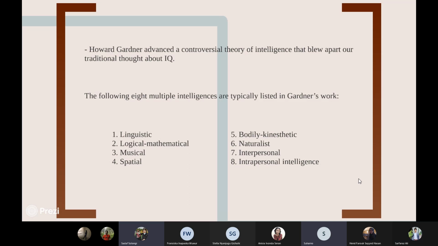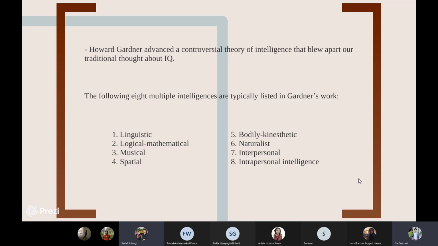So the eight multiple intelligences are typically listed in Gardner's work. The very first one is the linguistic. Second one is logical, mathematical. Third one is musical. Musical is the ability to perceive and create pitch and rhythmic patterns. Fourth one is spatial, the ability to find one's way around an environment, to form mental images of reality, and to transform them readily. Fifth one is the bodily kinesthetic, that is fine motor movement or athletic prowess.